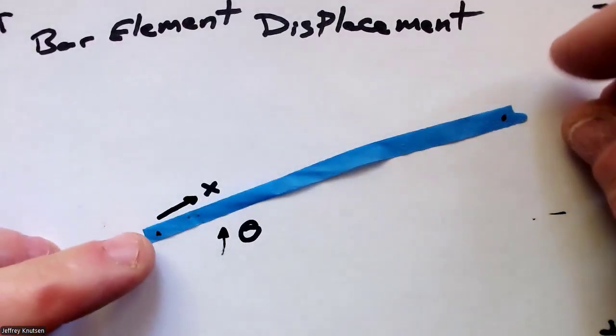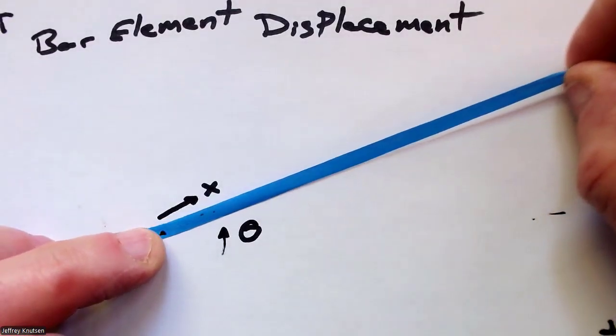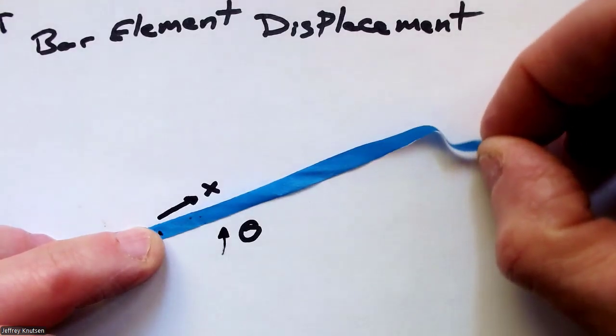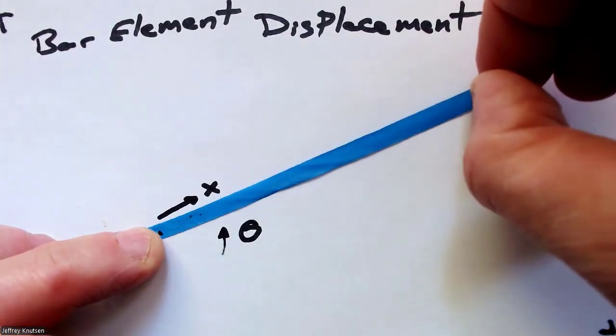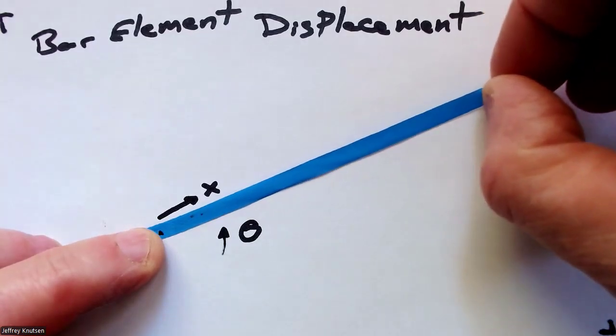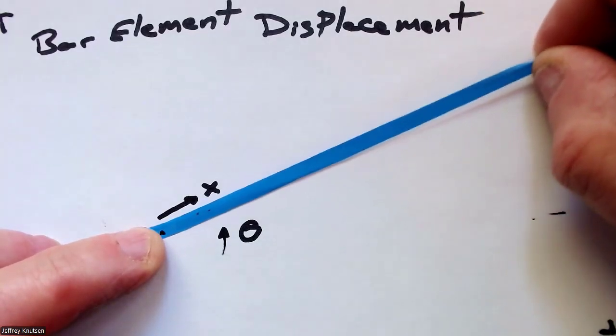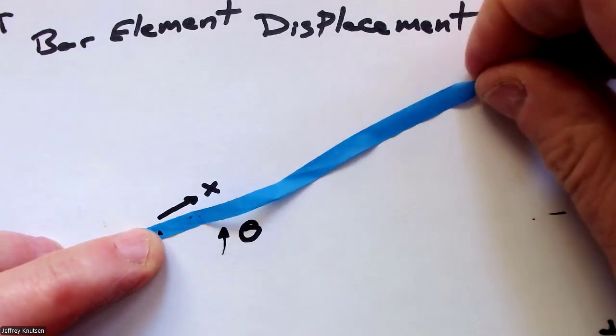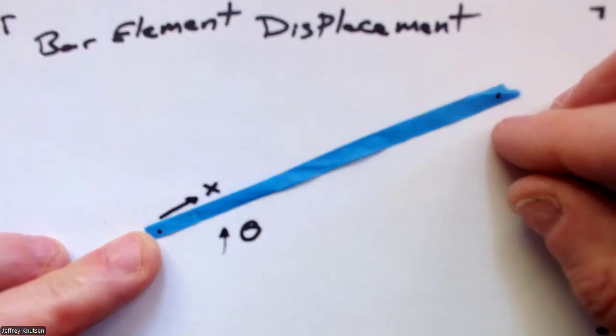The bar element, all it can do is stretch or contract. A bar element itself can't rotate like this. That is what we would call a beam element. So we're going to keep this fairly simple. Node 1 is by my left finger, and node 2 is by my finger on the right. The point I want to make with this video is simply the displacement function.